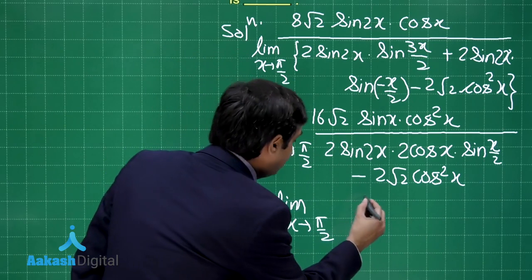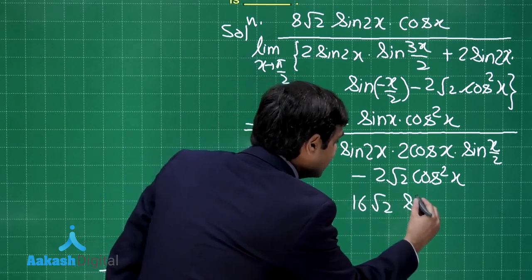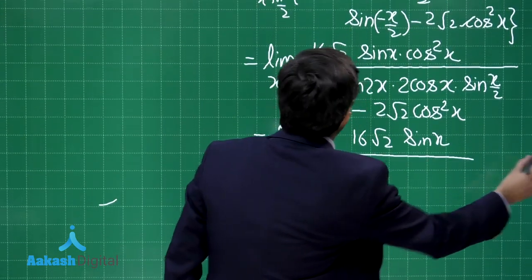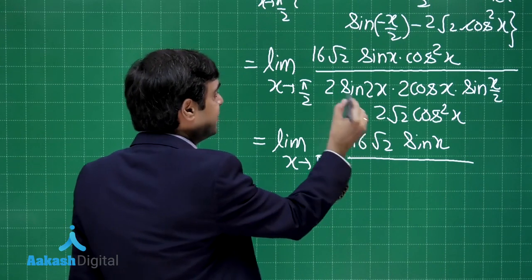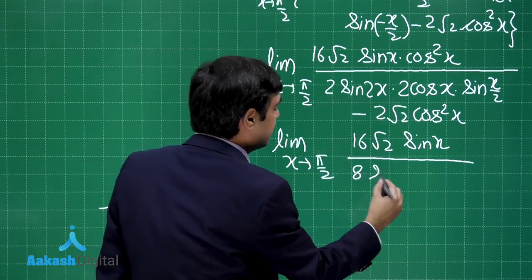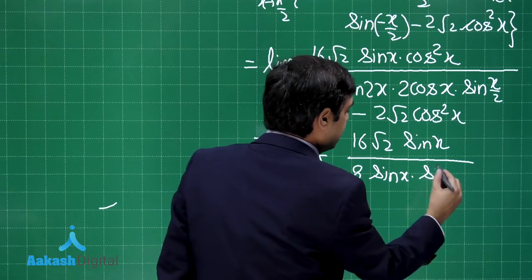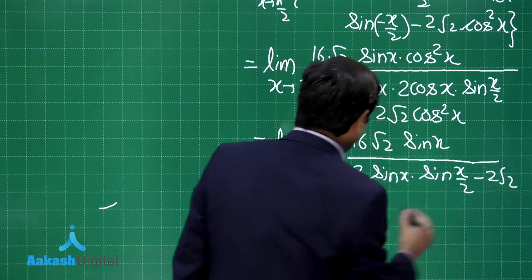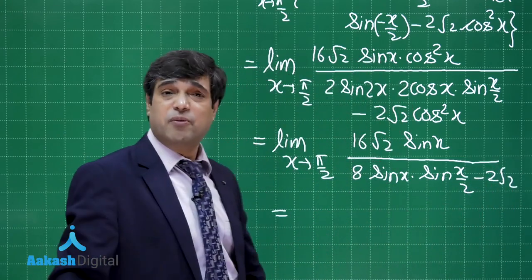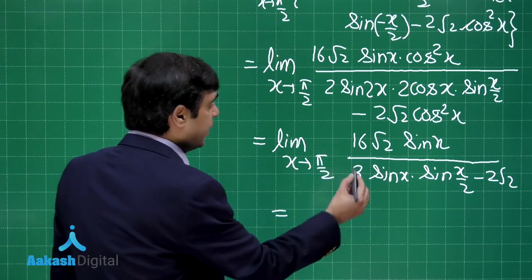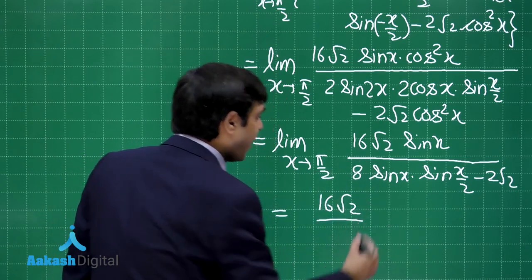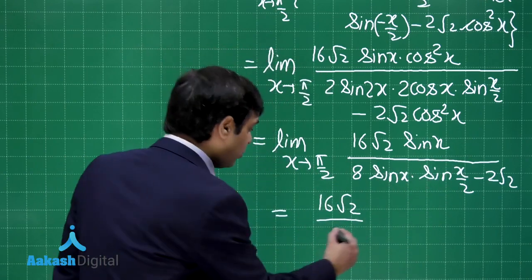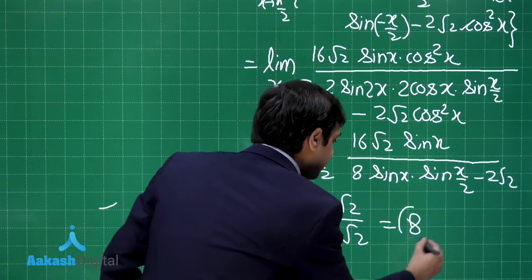Let's write it down so that there would be no error. 16 root 2 sin x divided by, the denominator has this one, cos square x is cancelled, 2 into 2 into 2, that is 8 sin x by 2 minus 2 root 2. I think we can apply the limit because no problem figure is left. Yes, we can go for it. On applying the limit, you have 16 root 2 divided by 8 upon root 2, that is 4 root 2, minus 2 root 2, giving you simply 2 root 2, or the final result as 8.